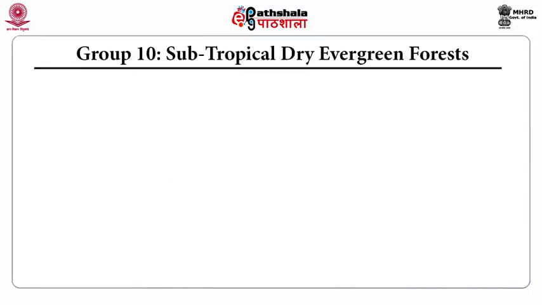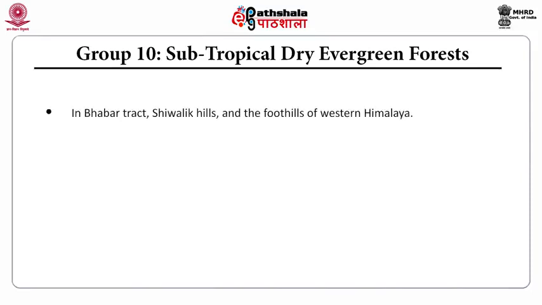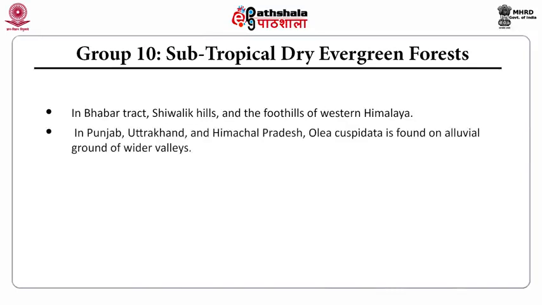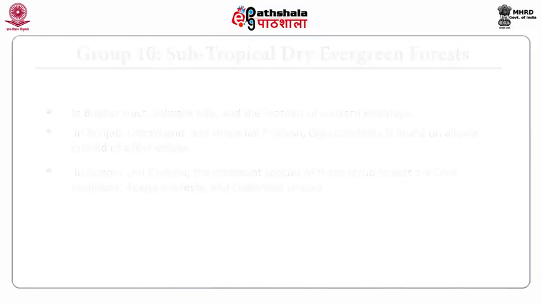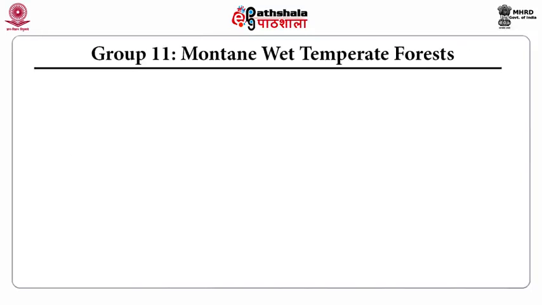Group 10, the subtropical dry evergreen forests in the Bhabbar tract, the Shivalik hills and the foothills of western Himalaya in Punjab, Uttarakhand and Himachal Pradesh. Olea cuspidata is found on alluvial ground in wider valleys. In Jammu and Kashmir, the dominant species of these scrub forests are Olea cuspidata, Acacia modesta and Dodonaea viscosa. Group 11 is the mountain wet temperate forests.